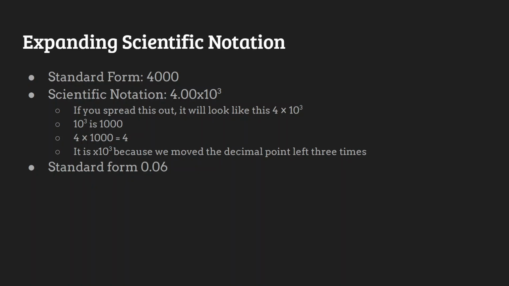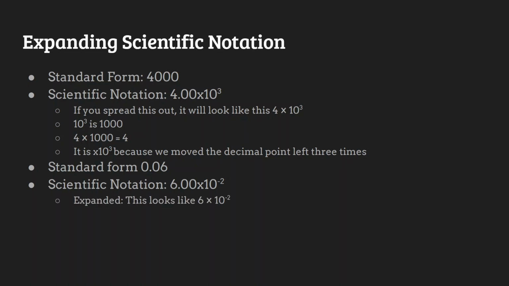So standard form, 0.06. Scientific notation of that would be 6.00 times 10 to the negative second. Expanded, this will look like 6 times 10 to the negative second. 10 to the negative second is 0.01. 6 times 0.01 is 0.06.